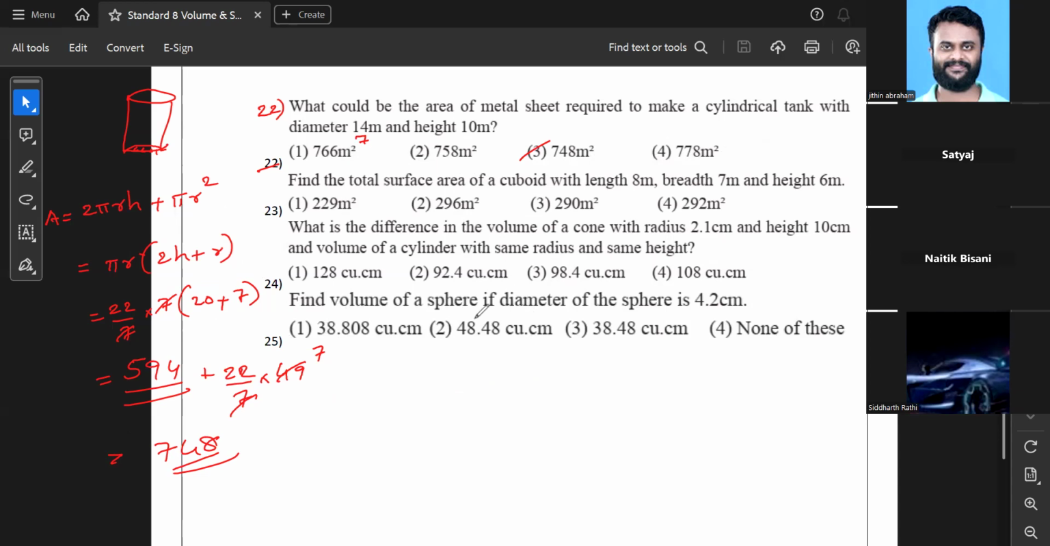Sir, why are we adding 22 by 7 into 49 at last? Because in the initial calculation we did not consider the lid. We only considered the base, pi r square. But the answers were not coming close to the options, so probably in this case the lid is also required.